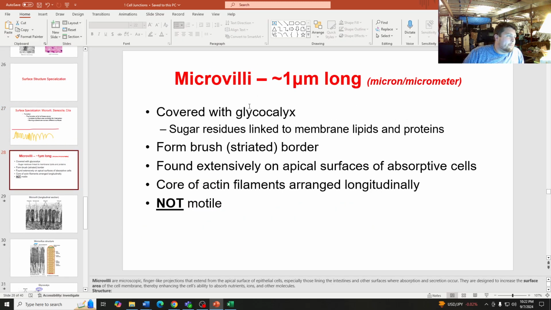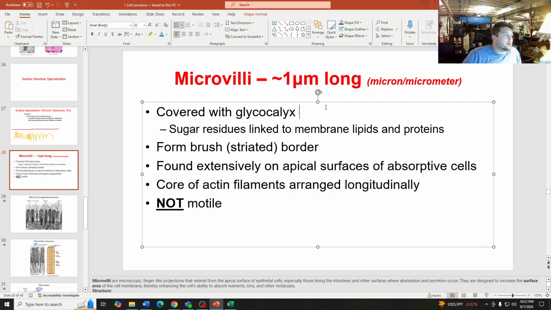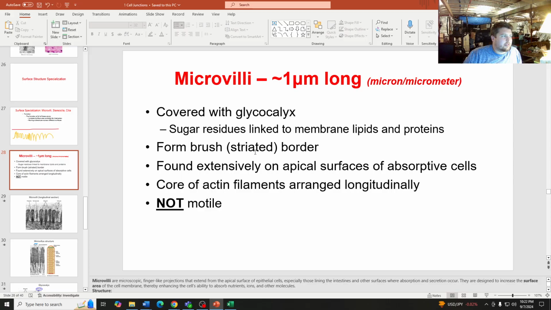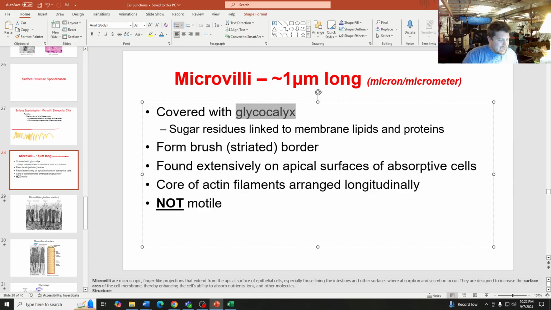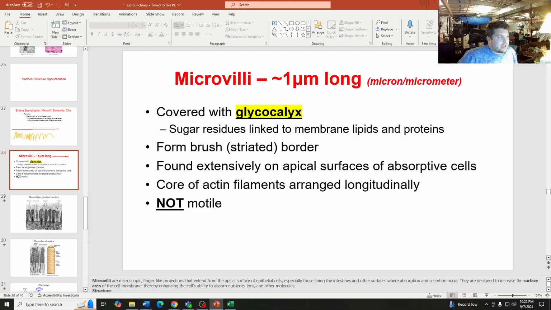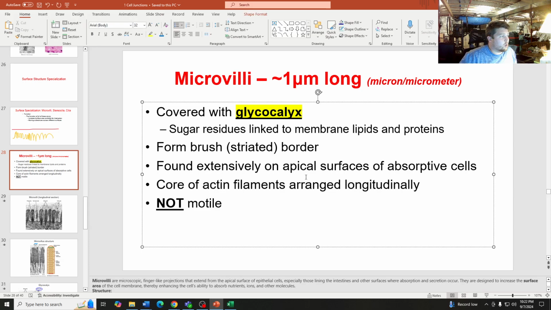Starting with microvilli. Microvilli are about 1 micrometer long. That's the symbol for micrometer, also known as microns. It all means the same thing. They are covered with a sugar residue that also has membrane lipids and proteins called glycocalyx. This is a very, very good test question right there. Which of the following has glycocalyx? Microvilli do. They form a brush or a striated border. Again, more keywords that we can easily be tested on.